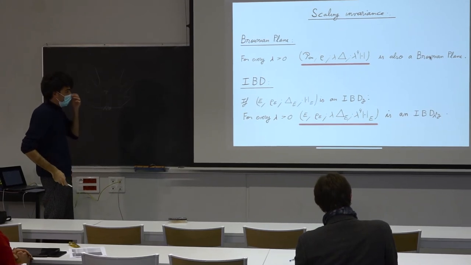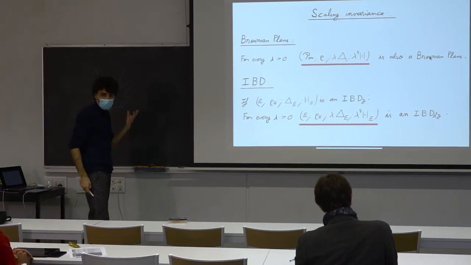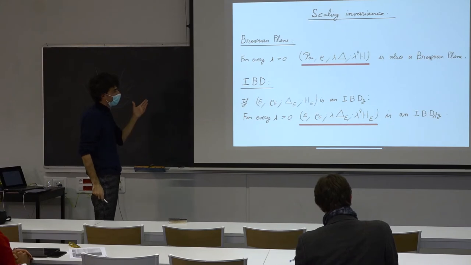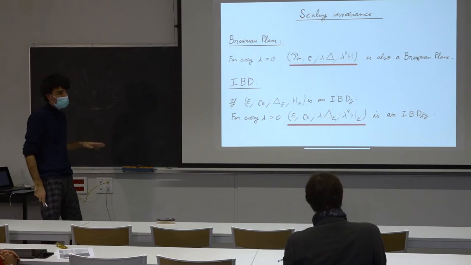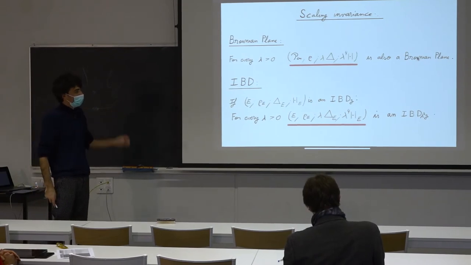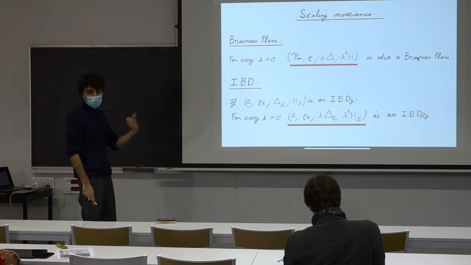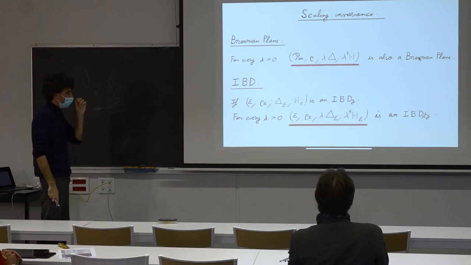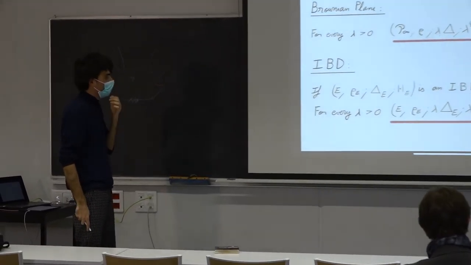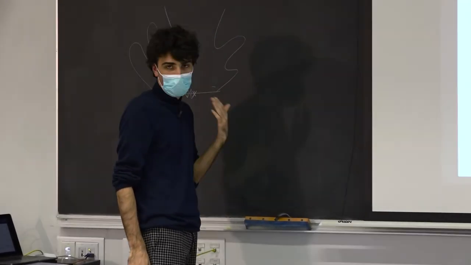a very easy property of the Brownian geometry, and it is the scaling invariance. So if you take the Brownian plane and you multiply distances by lambda, and you multiply the volume measure by lambda to the fourth, you have also a Brownian plane. So you can zoom in or zoom out, and you have the same object.